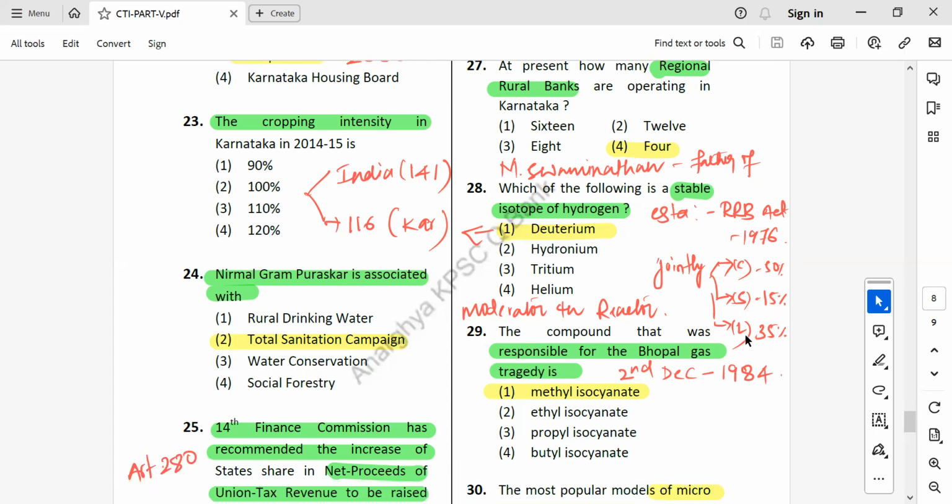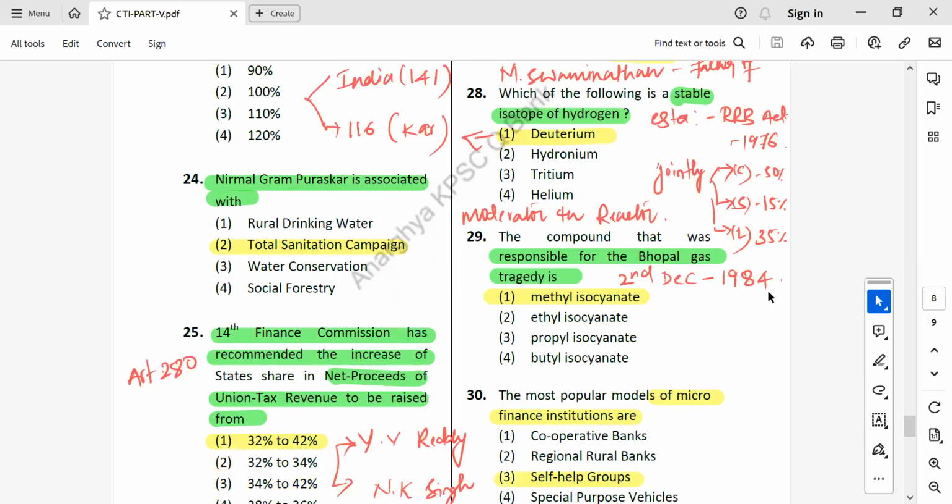UPSC has asked what is a lead bank. The bank whose branches are maximum in a particular district will be considered the lead bank, or these banks become the sponsor banks. These three are important. Remember the chronology, which one is the highest contributor and which one is the lowest contributor. So this is very important.